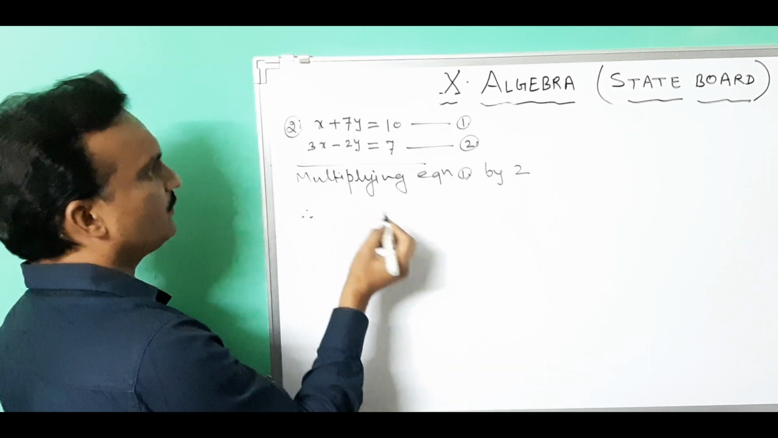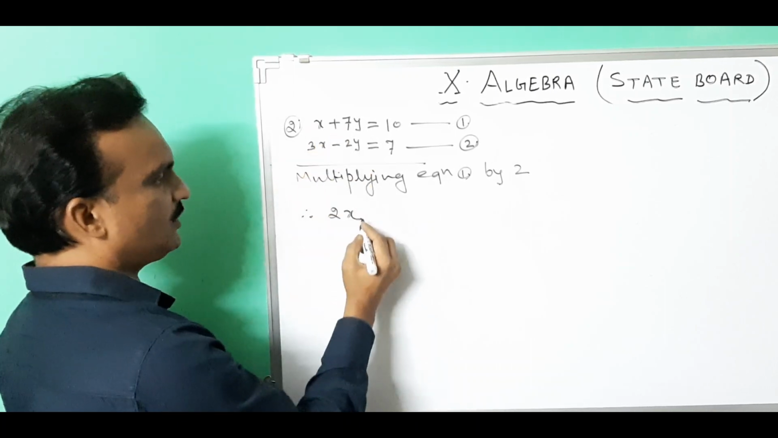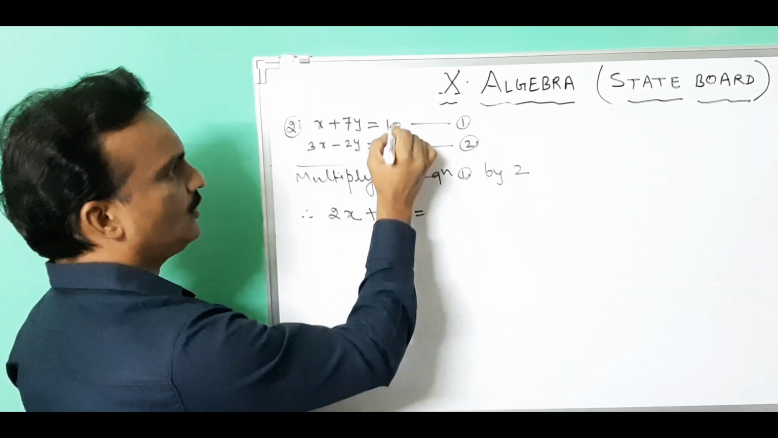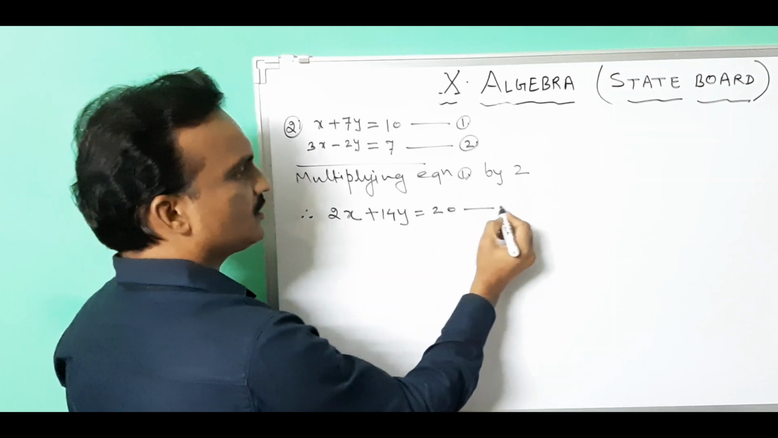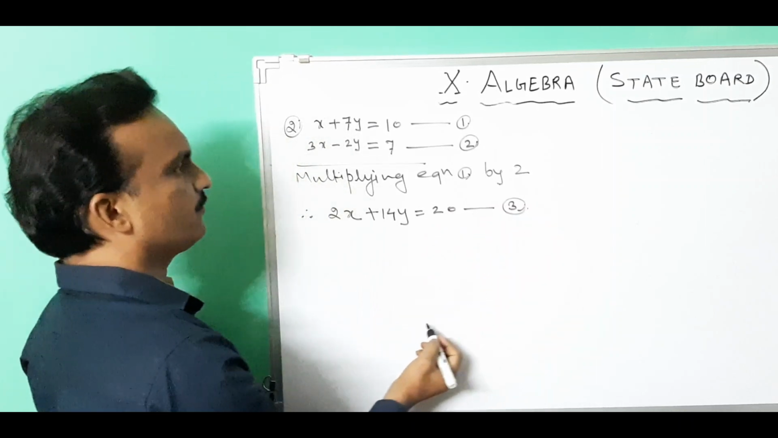So, I will get 2x. Here you will multiply with 2. You will get 2 sevens are 14y and 2 tens are 20. This is our new equation. You can take it as 3.